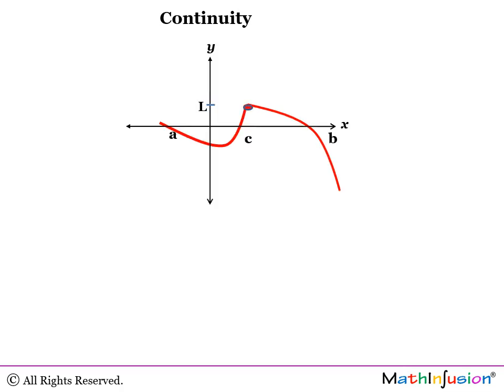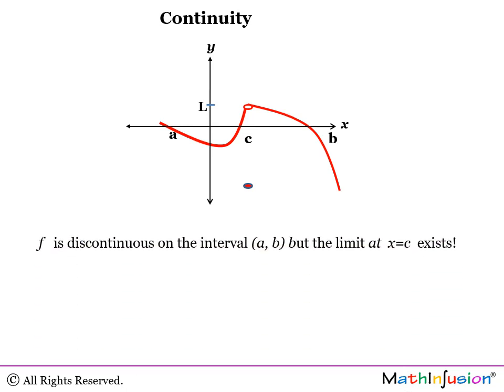Here is a beautiful continuous function on the interval ab, but now I'm taking the point at which x equals c and I give it another value of y. In this case, the function is again discontinuous on the interval ab because you cannot trace it continuously, because there's a little gap. But in this case, the limit at x equals c exists.